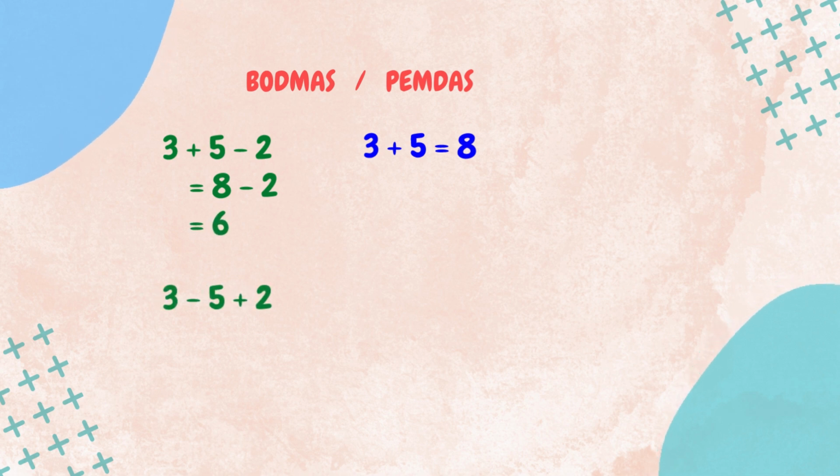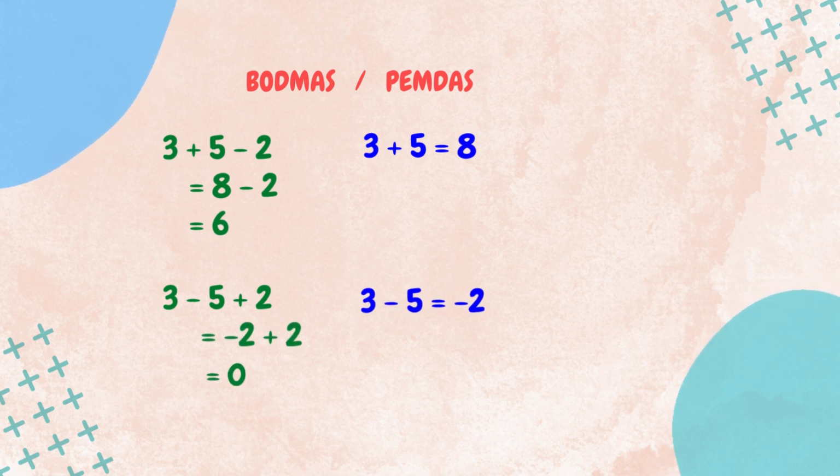Work out 3 minus 5 plus 2. Subtraction appears first. 3 minus 5 gives negative 2. Then negative 2 plus 2 gives 0.